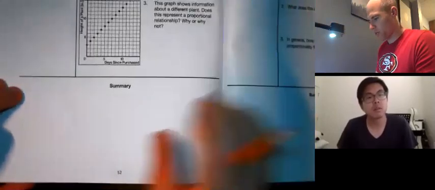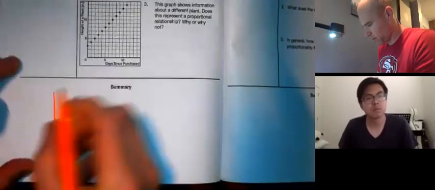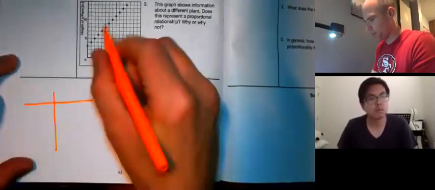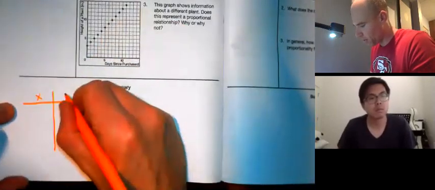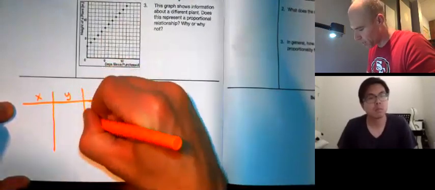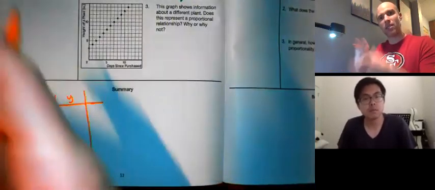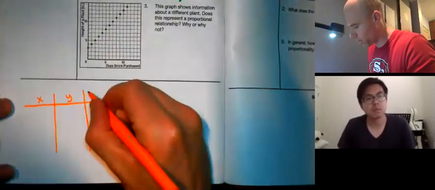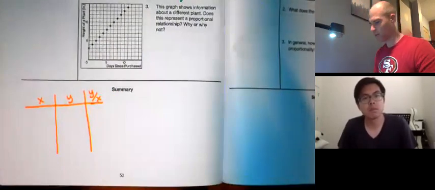All right, so I'm going to use this area down here where it says summary, and I'm going to make a table with some values that come from the points here. I'll have x values, I'll have y values, and then because I'm checking to see if there's a constant of proportionality, that means I'm going to need to do some y's divided by some x's to see what those ratios are. So I'm going to call this third column the y divided by x, or y over x column.